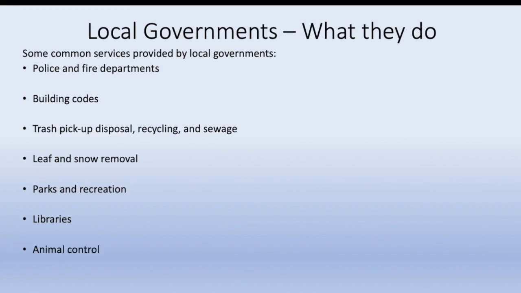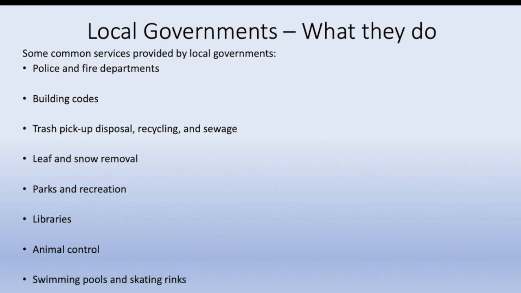Animal control. So if you see a wild animal that is wreaking havoc in your neighborhood, you would call animal control. They would take care of it. They also clean up roadkill. If you have concerns about maybe a neighbor's pet or your own pet, you can call the municipal animal control.